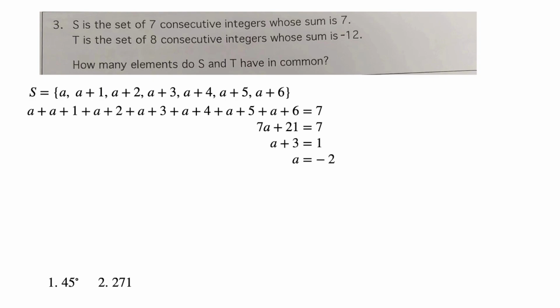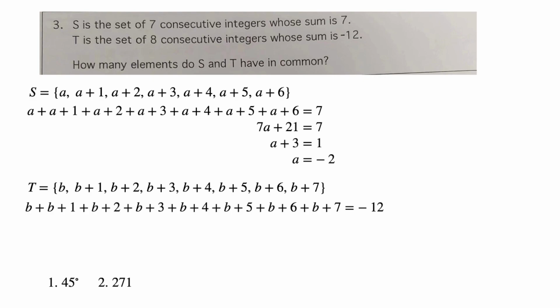Now, we can do the same thing for the elements in T. Since there are 8 integers that are also consecutive, let's have the first element be b. And we can then write out the 8 elements like this, similar to how we did it for S. Again, we know the sum of all these elements is -12. So we add them up and equate it to -12. Simplifying and solving for b, we get that it's -5.